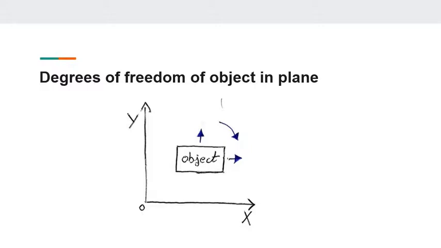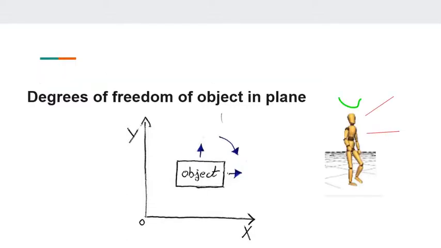Because of the planar restriction, this object cannot move along the z-axis and it cannot rotate about the x and y-axis. An example of such planar objects is a human being walking on a plane. When he walks, he could walk in the forward direction or sideways, or rotate about the vertical axis to change the direction.